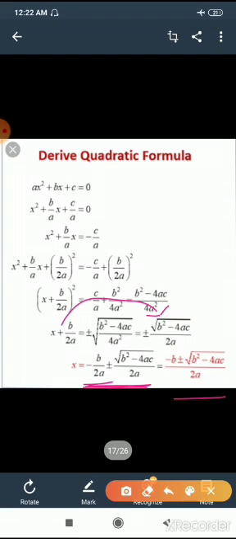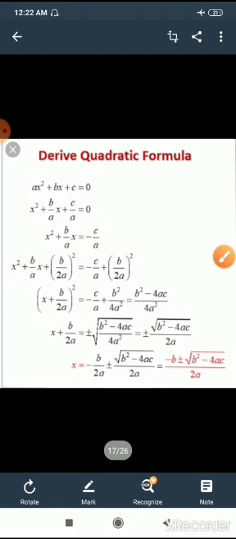So this is called the quadratic formula. Here we will get two roots. Minus b plus square root of b square minus 4ac by 2a is one root, and minus b minus square root of b square minus 4ac by 2a is the other root. So this formula allows you to solve a quadratic equation by using the quadratic formula.